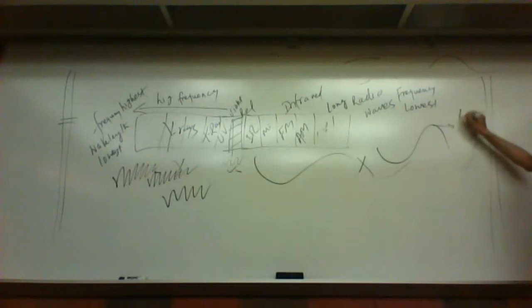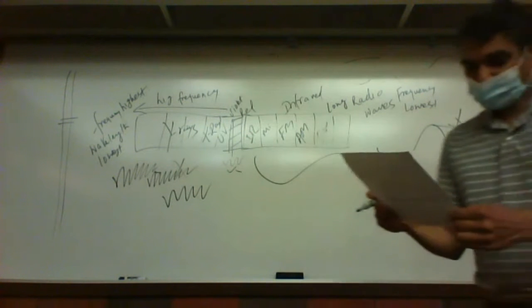This distance is long. So the wavelength and frequency are just inverse of each other. So if wavelength is higher, frequency is lower. If frequency is higher, wavelength is lower. One is higher, another is lower. Make sense? So that's what it is.